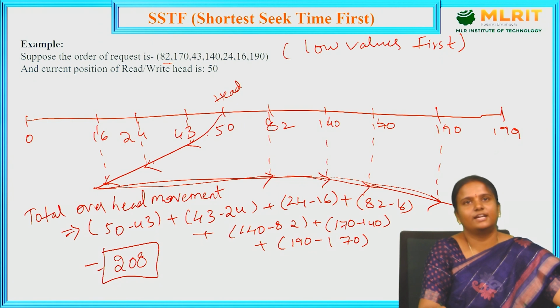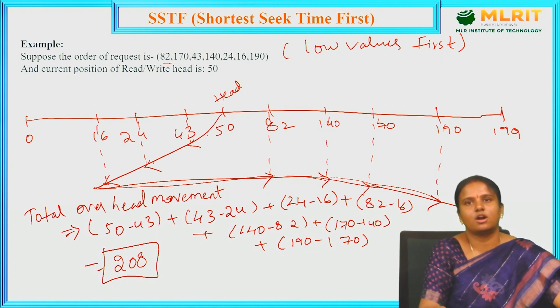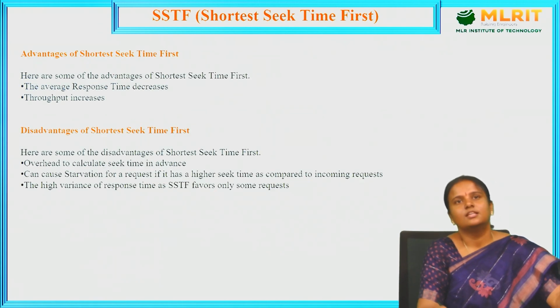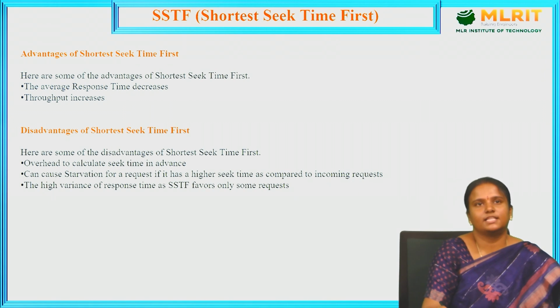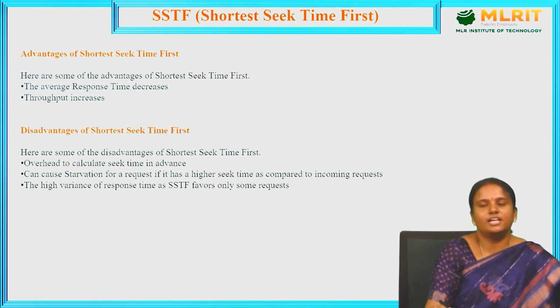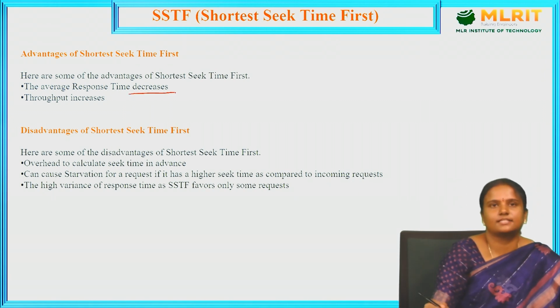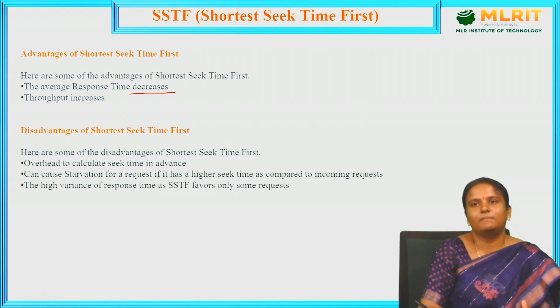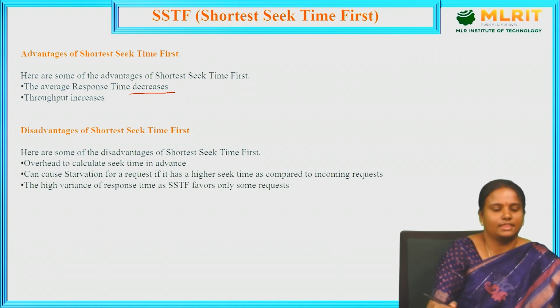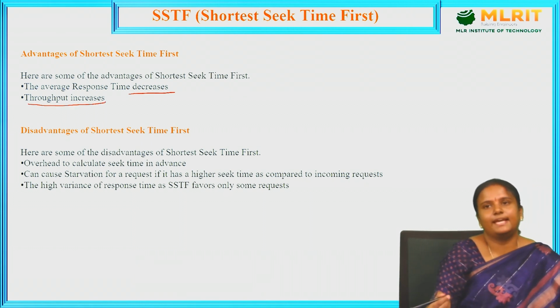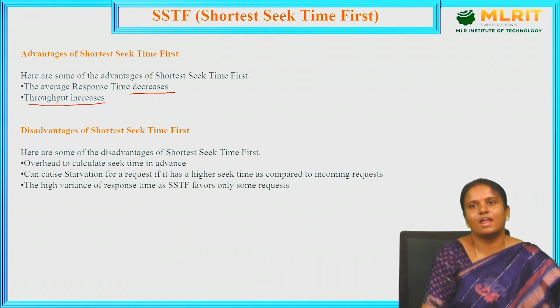So what are the advantages and disadvantages of shortest seek time first? The advantages are that the average response time will decrease, because the low values are executed first. Next, the throughput will increase. These are the two advantages of shortest seek time first.